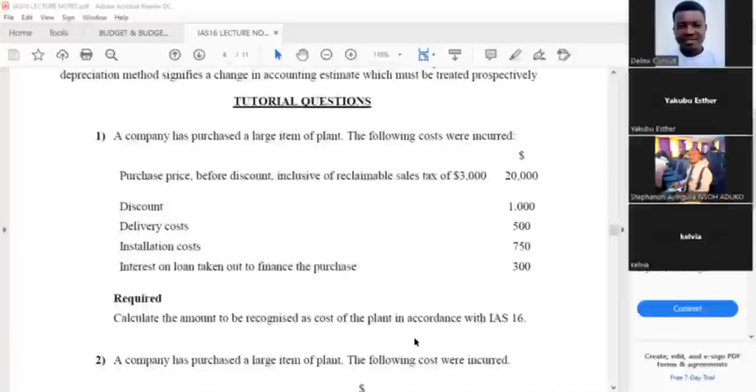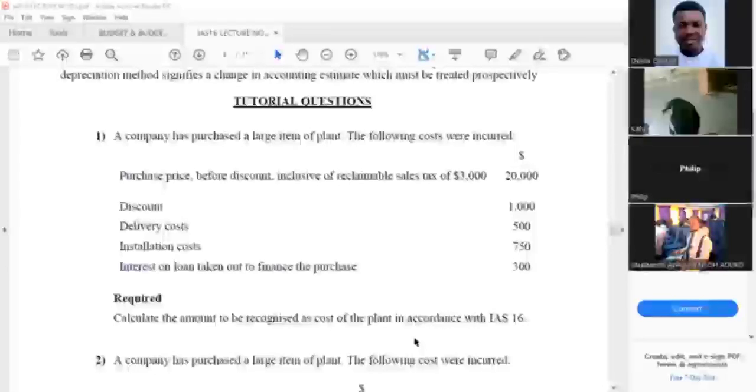Calculate the amount to be recognized as cost of plant in accordance with IAS 10. So what are those costs that will be capitalized? Let's move on. What are some of these costs that will be capitalized? The first cost will be purchase price less discount, isn't it? Yes, sir. What is the purchase price? 20,000. No, read again. Purchase price before discount, inclusive of reclaimable sales tax of 3,000. Do you have to capitalize reclaimable tax? No.